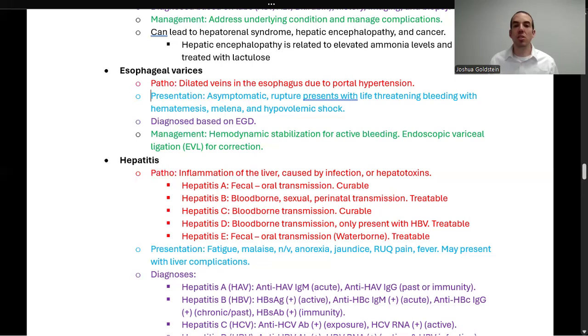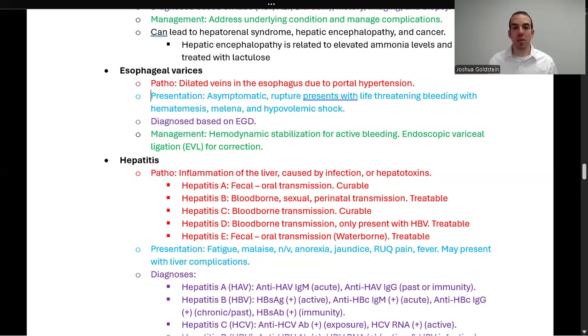B is the one that most of you in nursing school are probably very familiar with because you probably had to get tested or vaccinated or titers for hepatitis B. That one is transmitted by blood-borne, by sexual, and by perinatal, meaning mom to baby. And that one is treatable but not curable. Hepatitis C, blood-borne transmission, curable, and D and E are both treatable but not curable. So all of these are treatable, but 2 of them, A and C, we can actually get rid of for you.